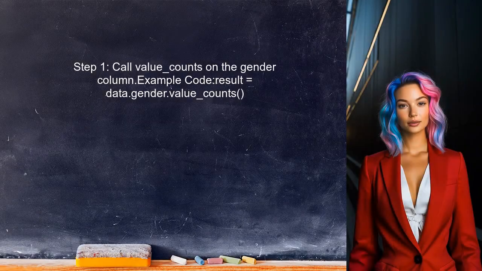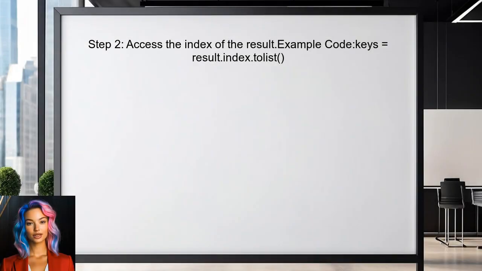To get the keys from the result of value_counts, the user can start by calling the value_counts method on the gender column of their data frame. This will return a series with the counts of each unique value. Next, the user can access the index of the resulting series. This index contains the keys that correspond to each count, which is exactly what they need for their plot labels.